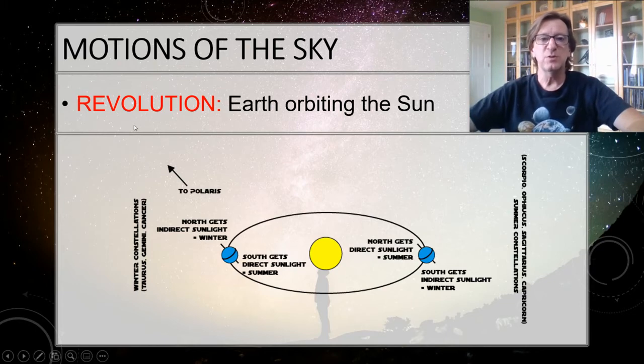And so revolution then is Earth orbiting the sun. Now you see that our planet is tilted. We've talked about this before, how our axis happens to be pointed towards Polaris here. So that's why Polaris is our North Star. One of the results that we see of the fact that we're in different positions in the orbit and because we're tilted is that we have seasons.